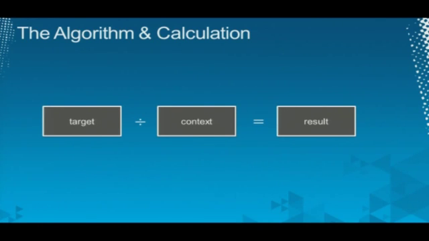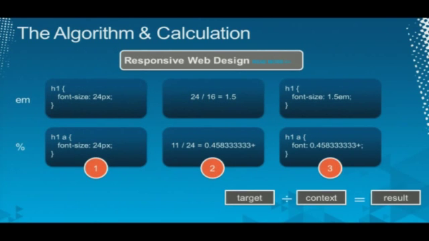So what you can do is take the target. For example, let's say that I have a 24 pixel heading, a header 1. That's the target that I have. Now the context is what I want it to end up being for an M. For example, I may say, well, I want that 24 pixels to actually be 16 pixels, because that's sort of the default of the browser. Now that totally probably makes no sense, so that's why I created this slide.